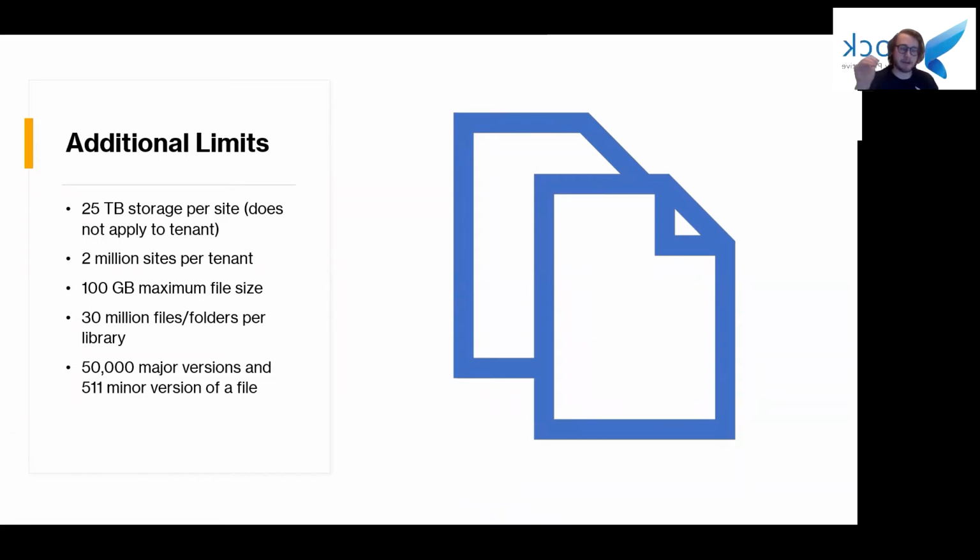Per document library within SharePoint Online, you can only have up to 30 million files and folders. So again, absurdly large. You're never going to run up on that. And then finally, you can have up to 50,000 major versions of a file, so version 1, 2, 3, 4, and then 511 minor versions of a file, so essentially 1.1, 1.2, 1.3, 1.4. Again, those are just absolutely astronomically absurd storage limits. So that's not anything you really need to think about. It's just kind of a fun fact.